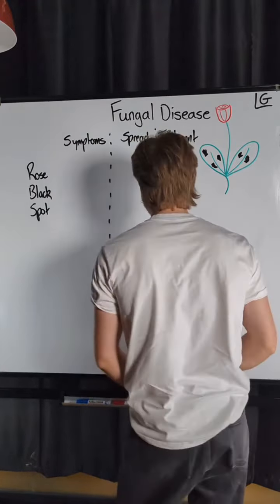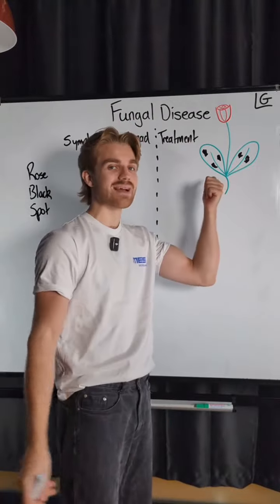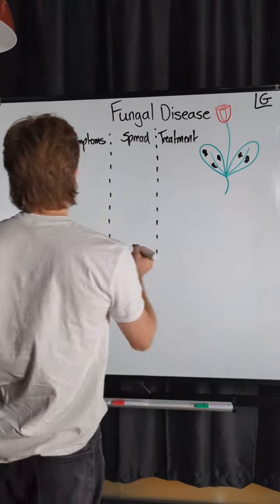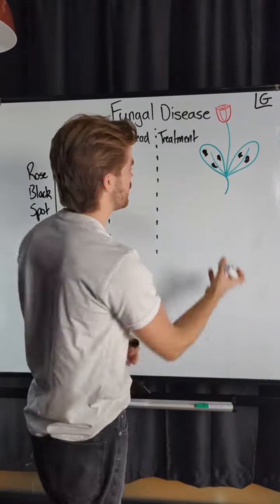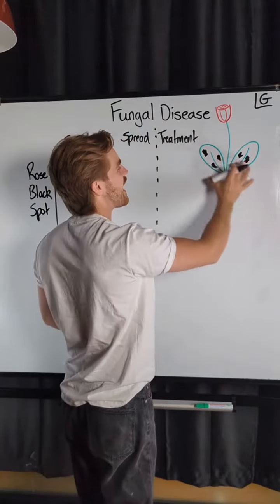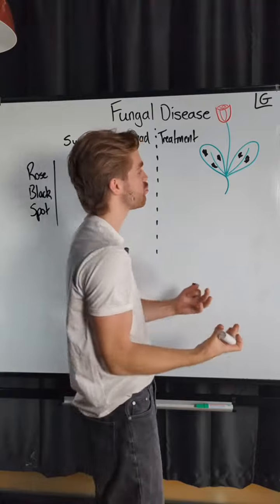Well, the clue is kind of in the name. It causes black spots on roses. So our symptoms here, well, we get these black areas forming on the leaves of the rose. And these black areas are where the fungus is growing.